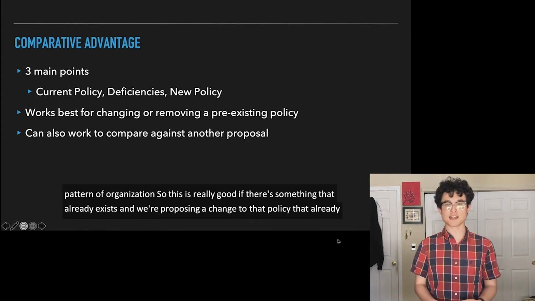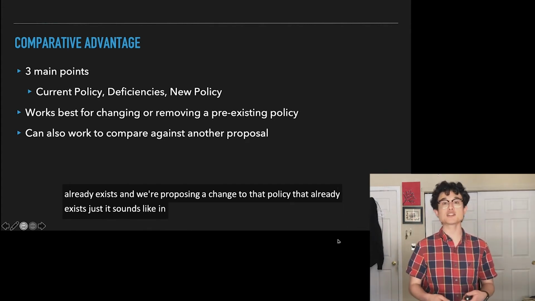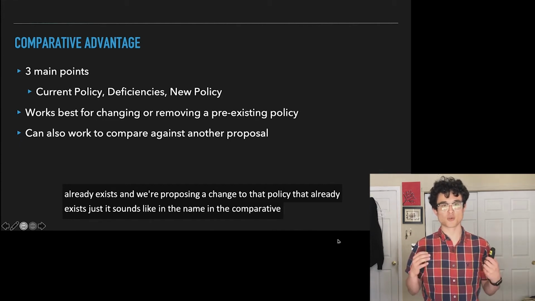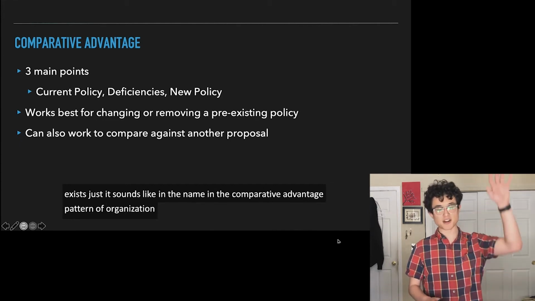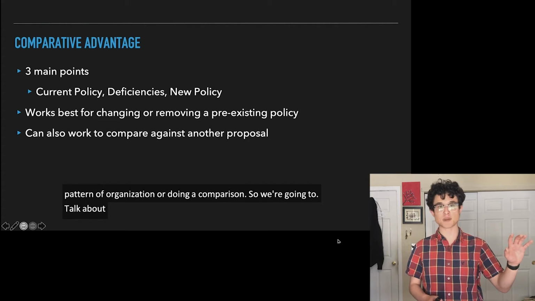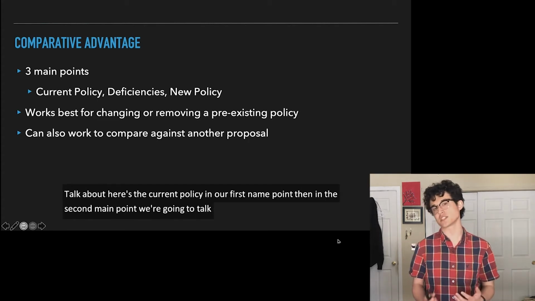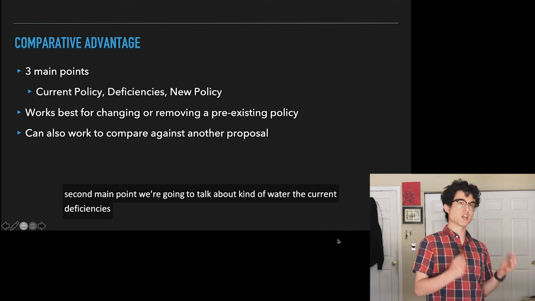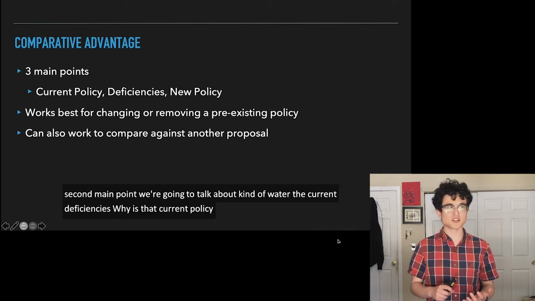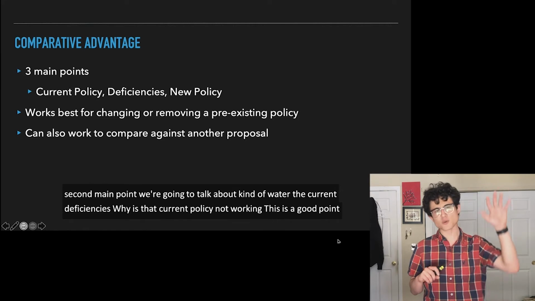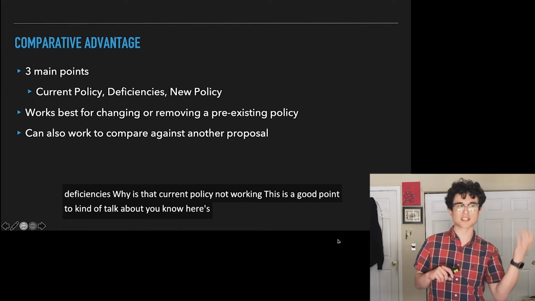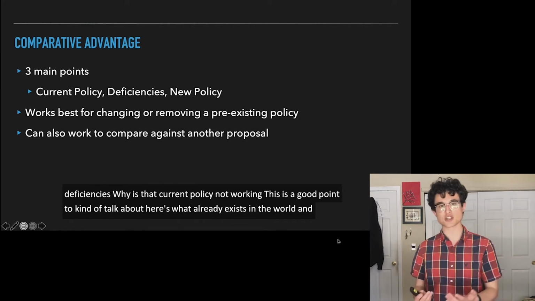Just like it sounds like in the name, in the comparative advantage pattern of organization, we're doing a comparison. So we're going to talk about, here's the current policy in our first main point. Then in the second main point, we're going to talk about kind of what are the current deficiencies. Why is that current policy not working? So this is a good point to kind of talk about, here's what already exists in the world. It works a little bit, but here's all these ways that it could be better.